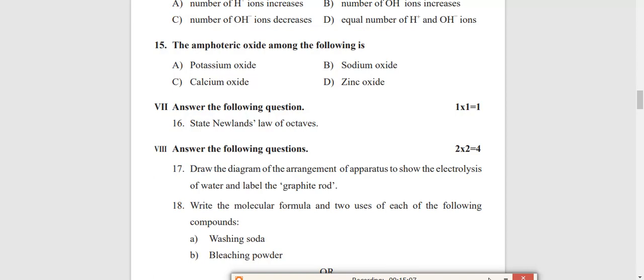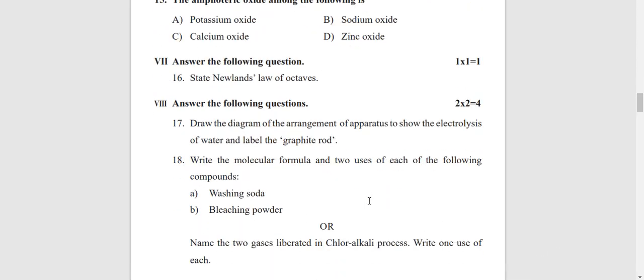Now bleaching powder is also used to kill the germs present in the water. Even bleaching powder is used as a bleaching agent in the wood and paper industry, in wood pulp and in paper industry. It is also used for bleaching the cotton and the linen clothes in the textile industry. So there are so many uses of washing soda and bleaching powder. You can read those from the textbook.